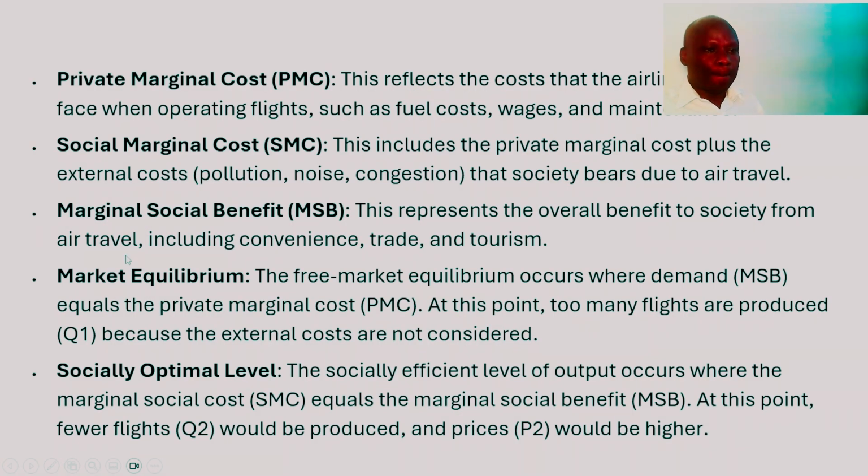Now, marginal social benefits. This represents the overall benefit to society from air travel, including convenience, trade, and tourism. So these are the benefits that this particular business presents to the society. Then market equilibrium. The free market equilibrium occurs where demand equals the private marginal cost. That is, demand here is defined as marginal social benefit. That is the demand curve.